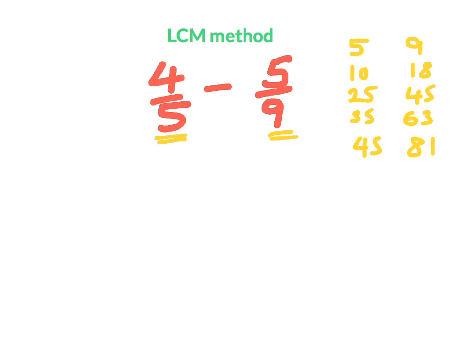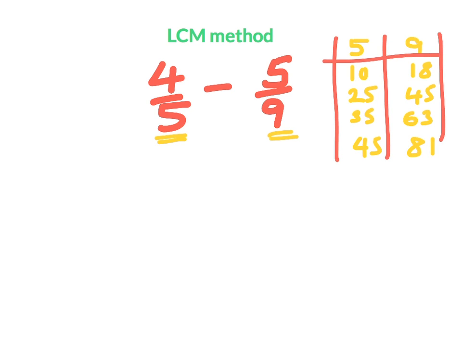So now we can stop. You stop when you find, in the two rows, in the two columns, the same number occurring the first time. For example, this is 45 and this is 45. That's the earliest number that is the same in both columns. So this constitutes the lowest common multiple.